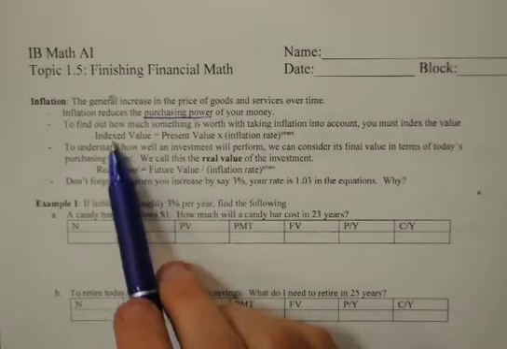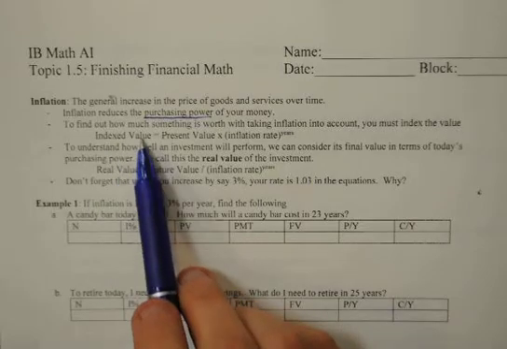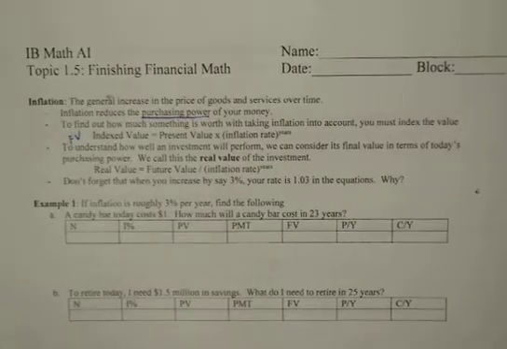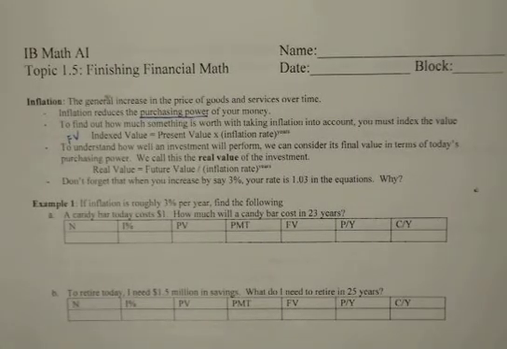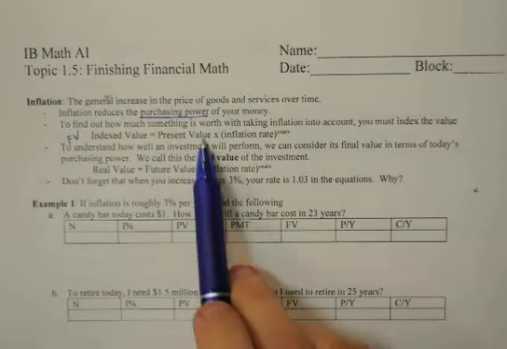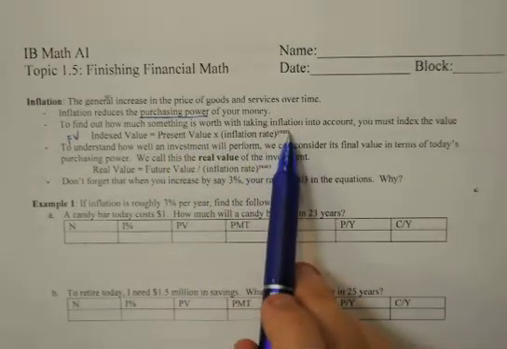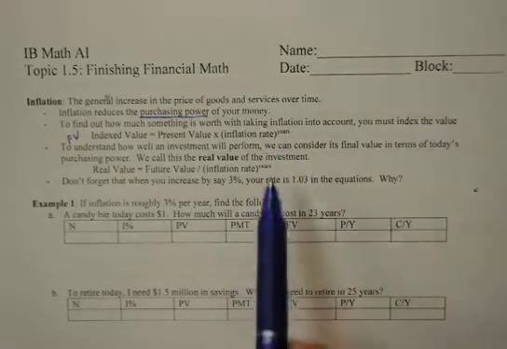Another way of putting the index value is the future value, like in our calculators. And this is just simple inflation, just adding a certain percentage every year. You take your present value times the inflation rate raised to the number of years. So we'll do some examples of that in just a second.